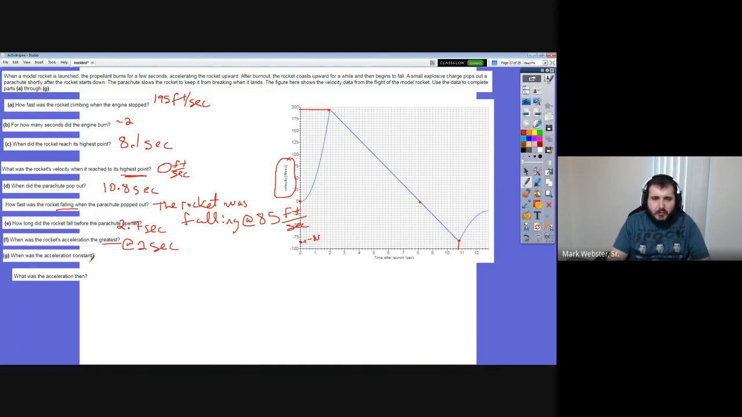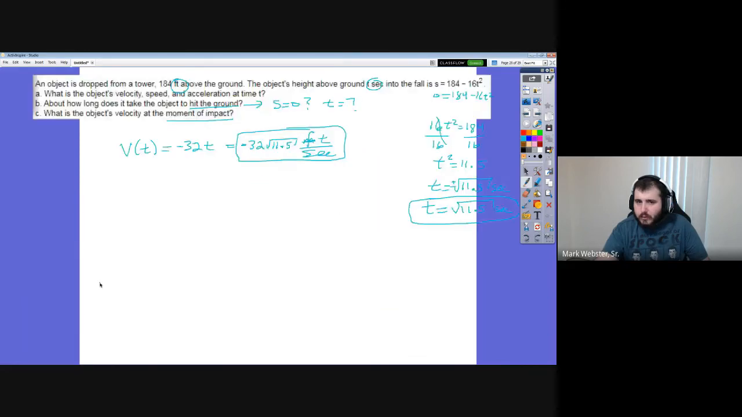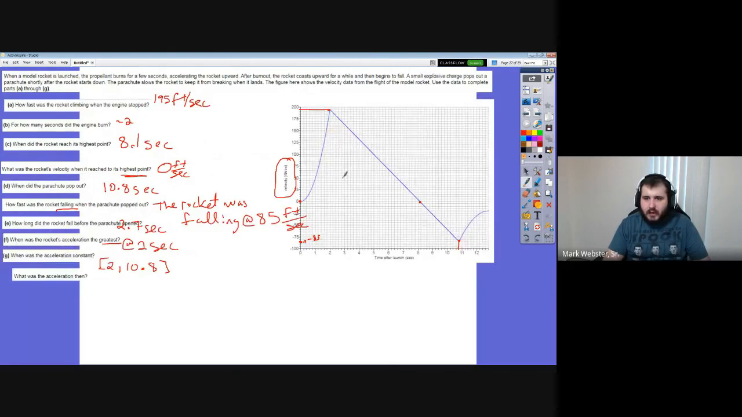When was the acceleration constant? Well, constant acceleration, that's a linear velocity, right? Starting here, going to here. From 2 all the way to that 10.8. What was the acceleration then? What's the acceleration when you're falling, in feet per second squared? Negative 32. Now, if you actually do rise over run, you'll find it's negative 32. Ta-da.